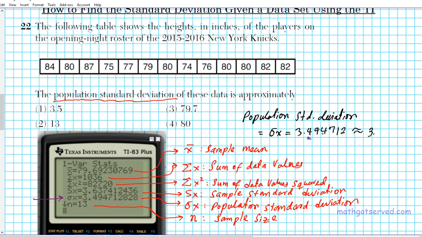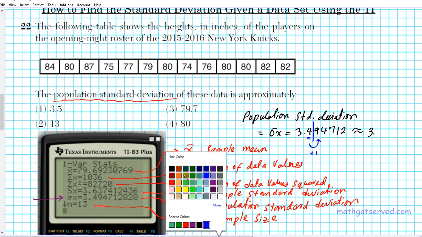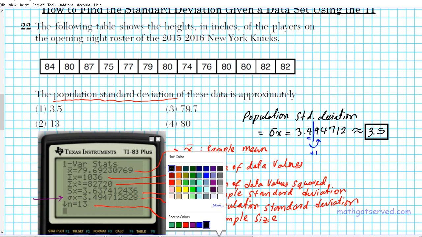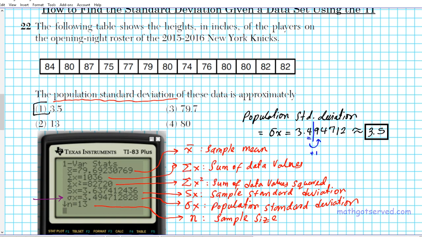So you draw a line, you look at the number behind. If it's 5 or greater, you round up. If not, it stays the same. This is 5 or greater, so we're going to round up, adding 1 to this 4 right here. So this value rounded to the tenths place is 3.5. So ladies and gentlemen, that is the population standard deviation of this data set. The answer to question number 22 is option number 1.